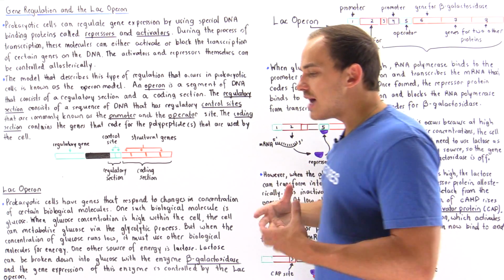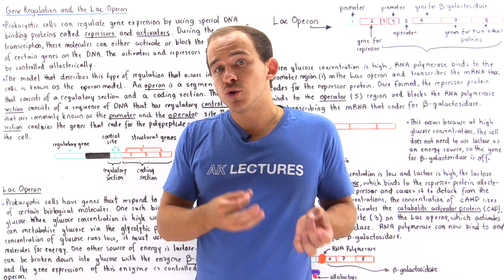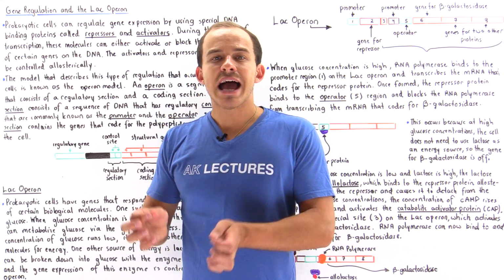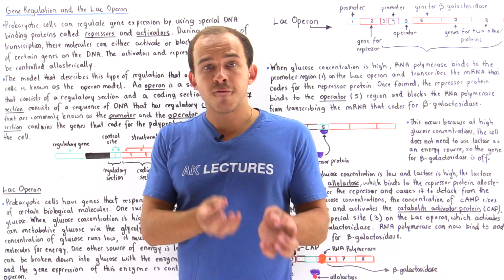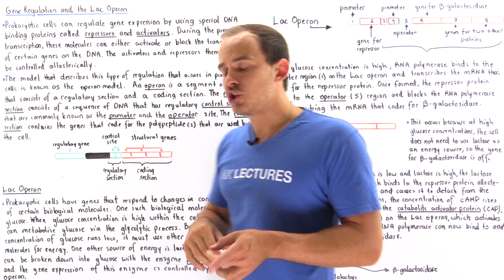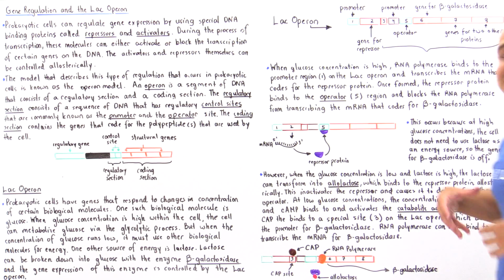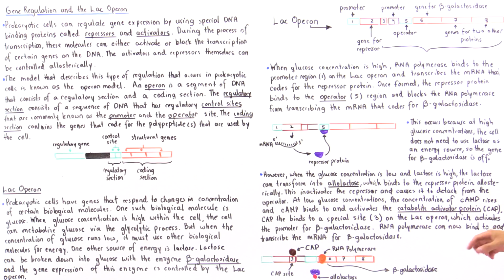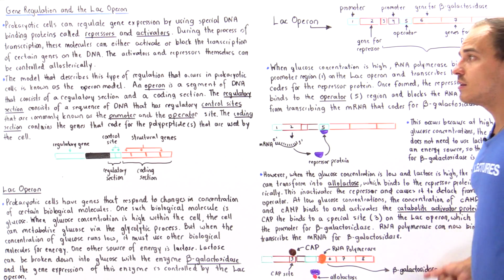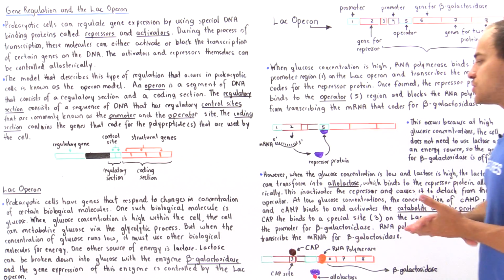So at a low concentration of glucose, we want to be able to break down lactose to form the glucose that we can use to break down and form our ATP molecules. And so at low concentration of glucose, we want to express the formation of beta-galactosidase, so that we can use this beta-galactosidase to break down our lactose molecule.